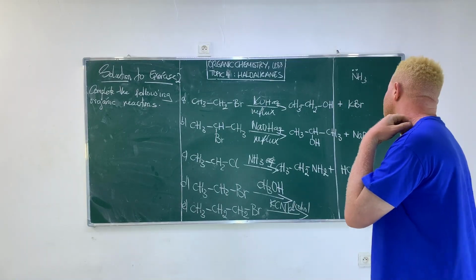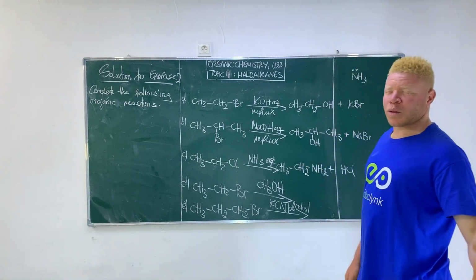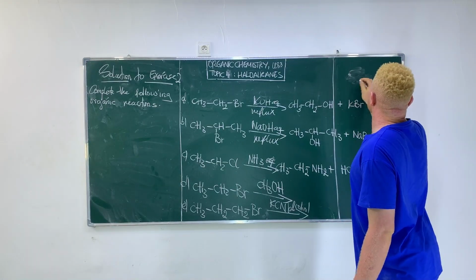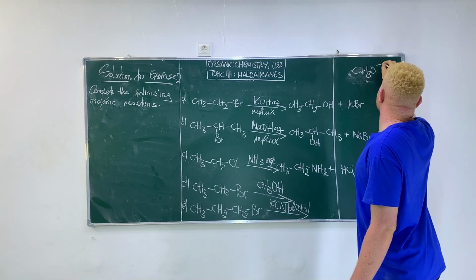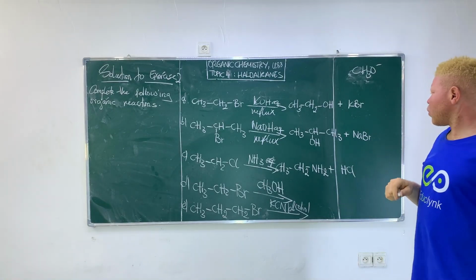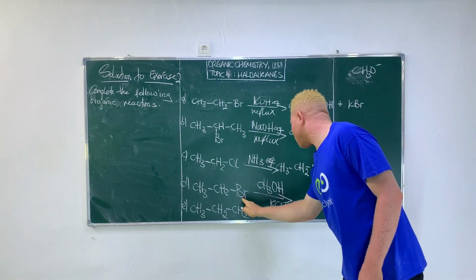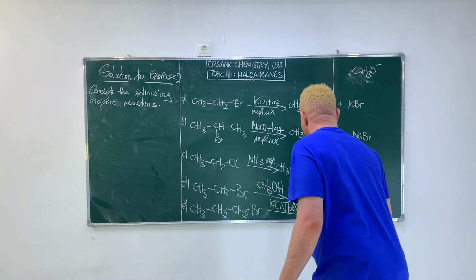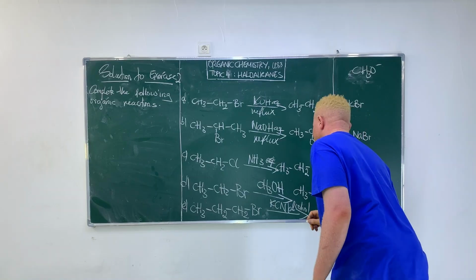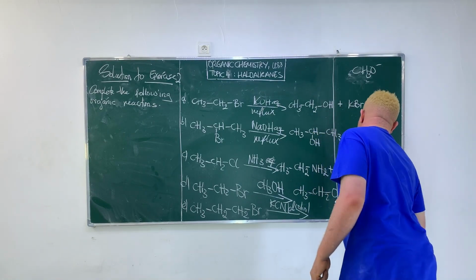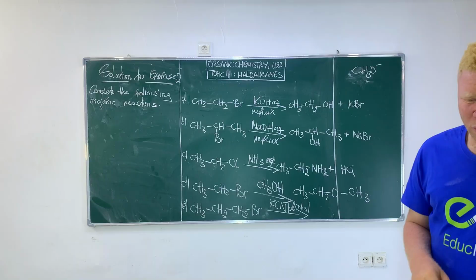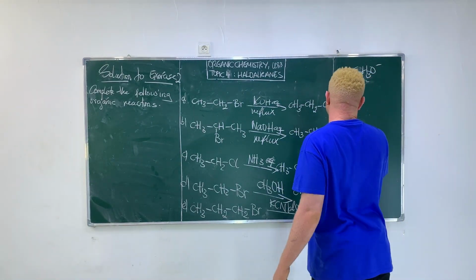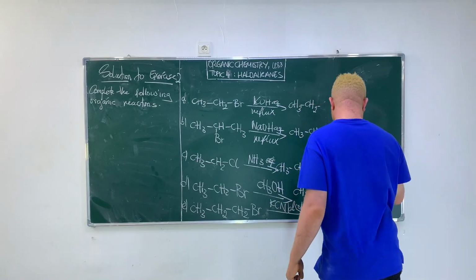So this reaction also is a nucleophilic substitution reaction because we have one alkoxy group. The alkoxy group is CH3O minus. So this CH3O minus replaces this bromine to form CH3CH2OCH3.